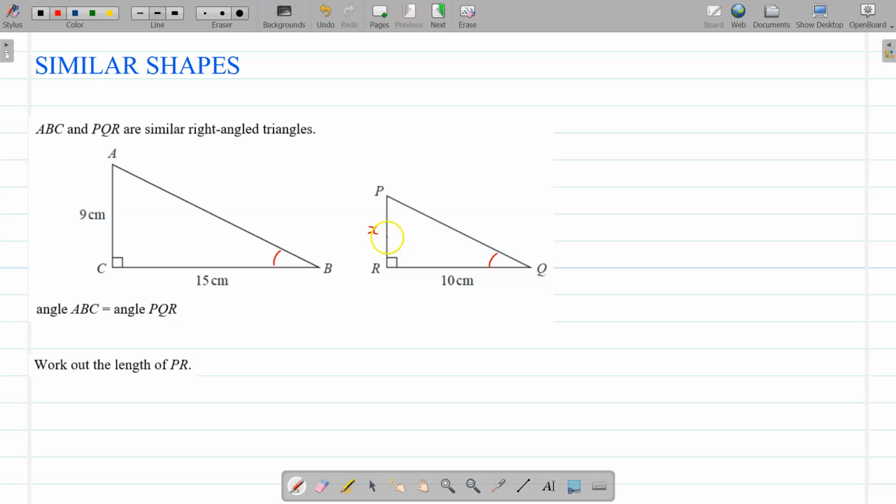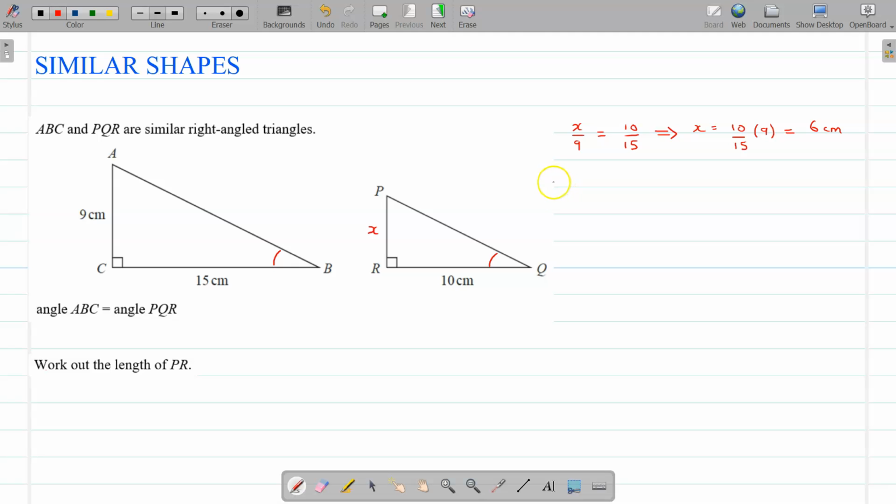Two ways we can do this. I can compare the height of this one with the height of this one, and then the base of each one. I'll do that first. So I'm going to say that x over 9 must be the same as 10 over 15. And if I then multiply both sides by 9, it would give me that x would equal 10 over 15 times 9, which is 90 over 15, which is 6 centimeters. So it's a really easy question, that one.